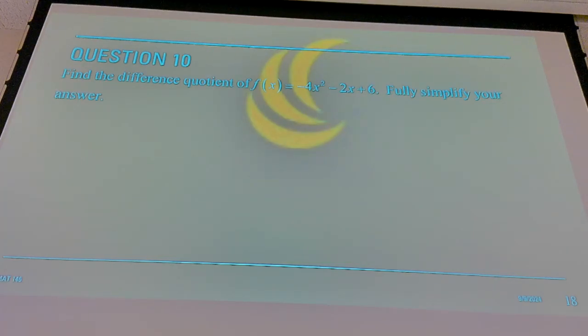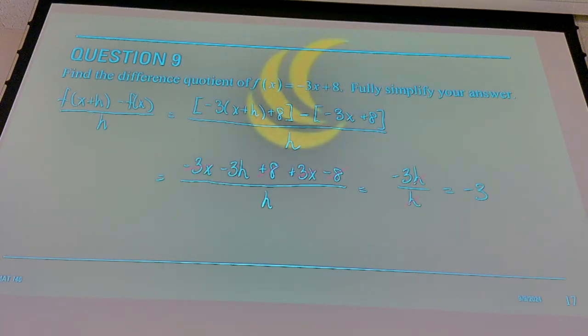Nice. Oh, by the way, in Calc 1, there's just one more step you take from that, and that's to pass it through a limit, which is actually extremely easy, because that limit's negative 3. So the derivative of that function is negative 3.